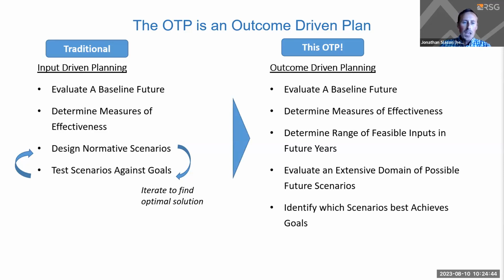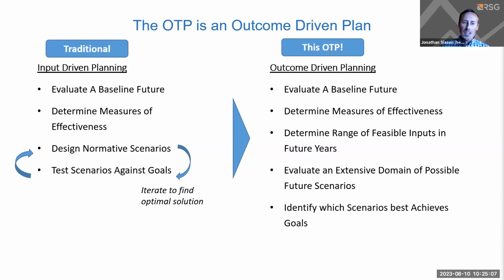But what makes it particularly unique are the two bullet points in the middle, is that what you can do is identify a range of feasible inputs. So those inputs that you had to manually put together like puzzle pieces in the traditional normative scenario approach, we can give as more continuous ranges of those scenarios.